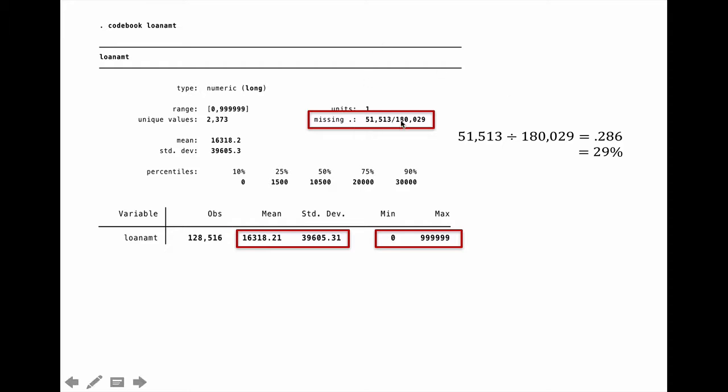Now, what's my percentage of missing data? Stata doesn't give that to me, so I've got to figure that out. I've got 29% missing data. That's pretty big, so I'm going to include that percentage here.